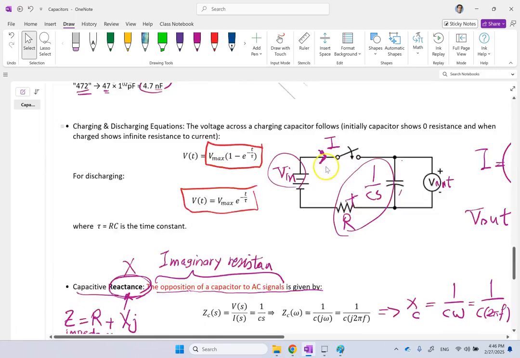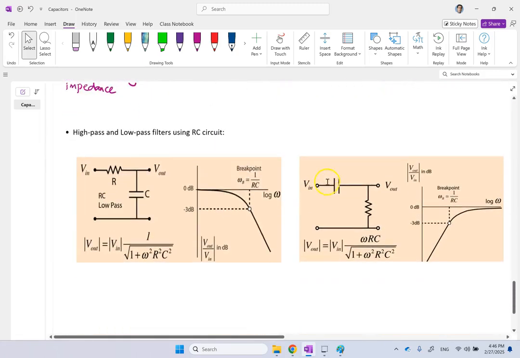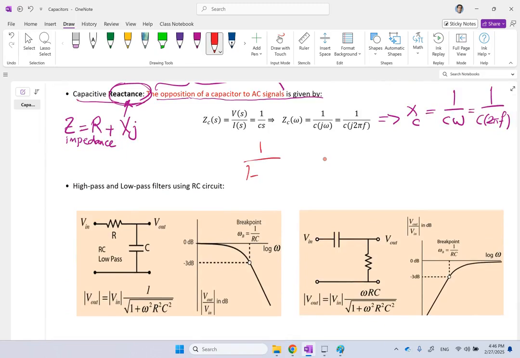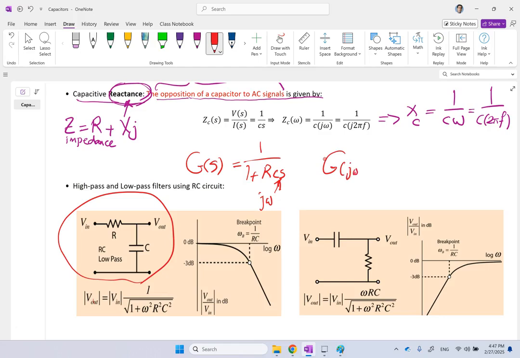Another application of that is, now that you have the transfer function, remember the transfer function was 1 over 1 plus RCs. That is your transfer function, which is V out over V in. Now, if you want to know what this system does in the frequency domain, what you need to do is wherever you have s, you replace it with j omega. So your G of j omega, the frequency domain, is going to be 1 over 1 plus RC j omega.